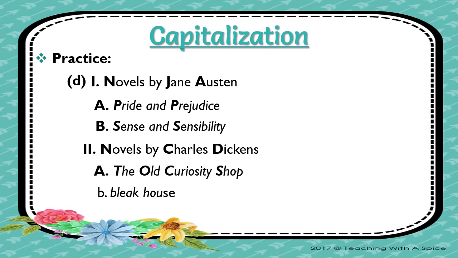We capitalize A because of the level in the outline. We also capitalize The Old Curiosity Shop because it is the title of the book. And B, we capitalize for being the level of the outline. We also capitalize Bleak House for being the title of the book, and Bleak as well because it is the first word in that level of the outline.